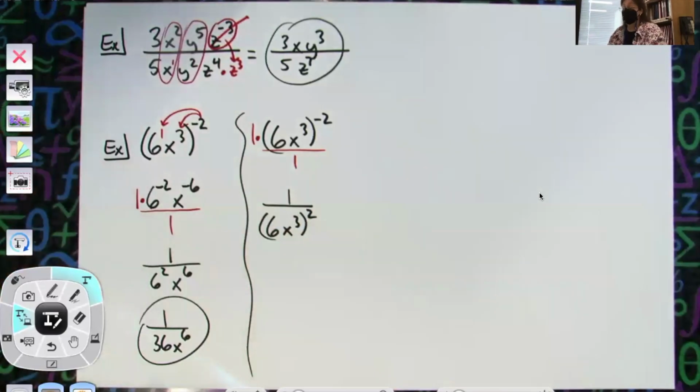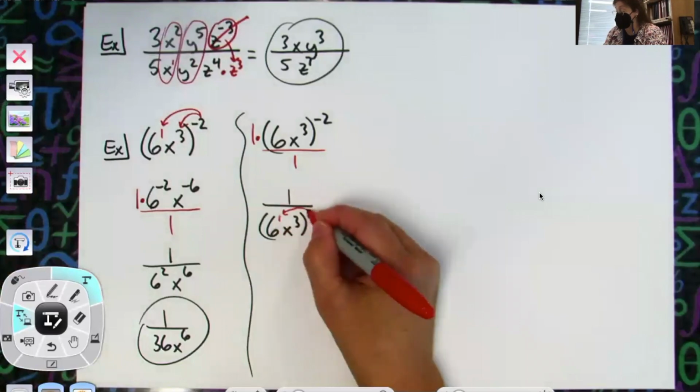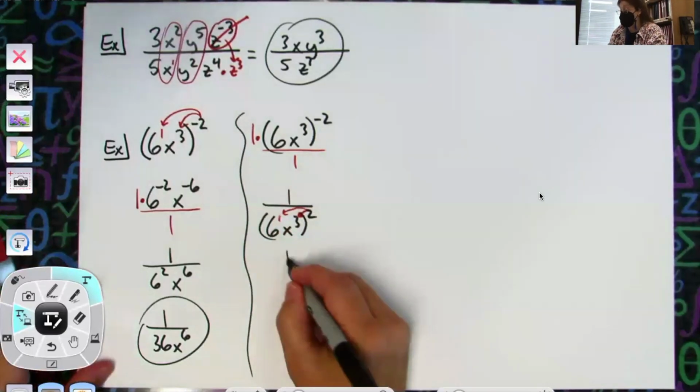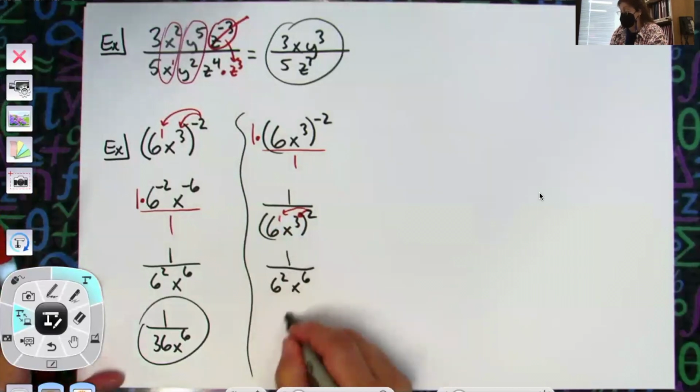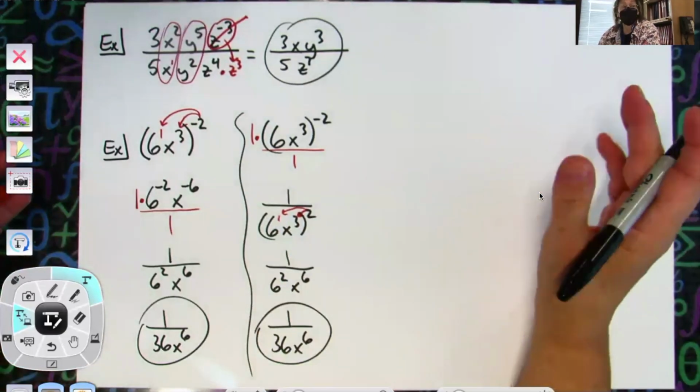And then now you still have power raised to a power. You've got to do some simplifying. So see, I'm just doing them in a different order. I'm still going to end up with the exact same thing. I'm going to have a 1 over 6 squared x to the 6, and then I'll multiply that out and get the 36. So the order in which you do it, as long as you don't make any mistakes, is going to be fine.